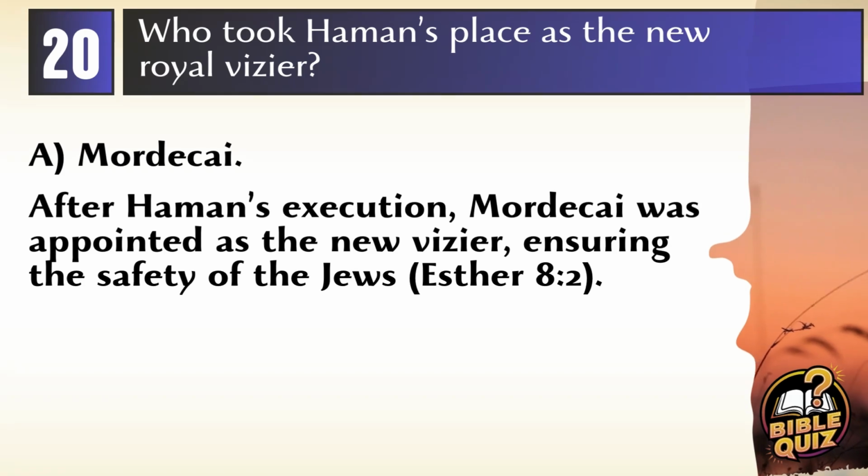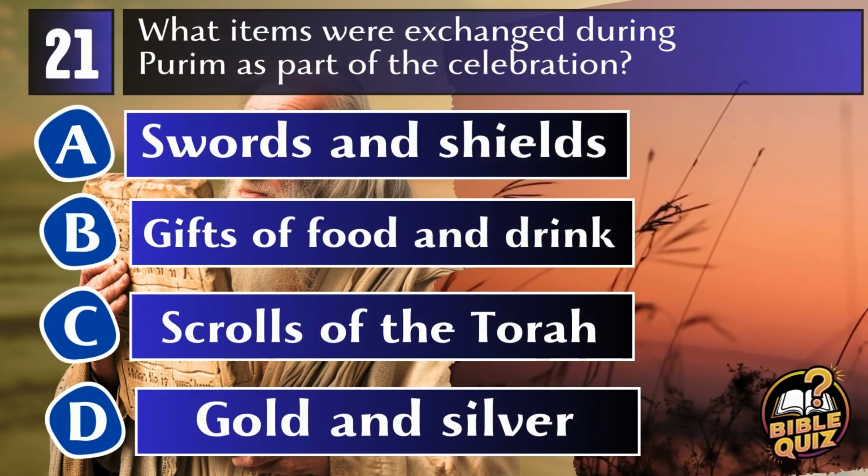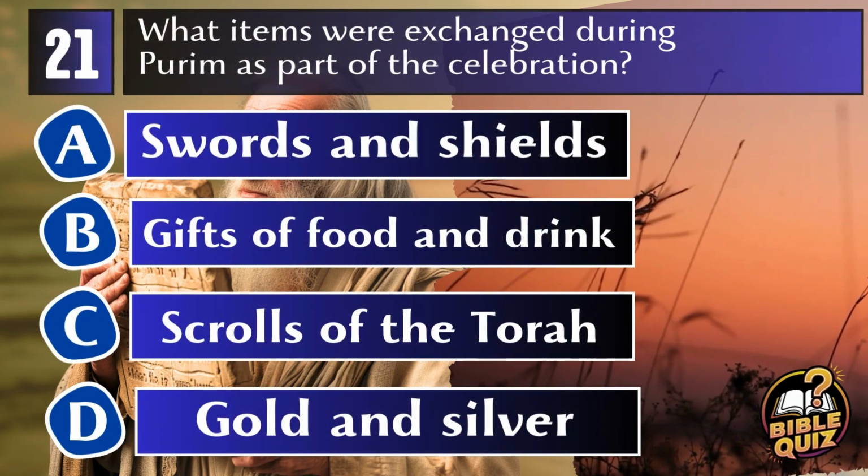Answer A. Mordecai. After Haman's execution, his position as royal vizier was given to Mordecai, who had revealed a plot against the king and was honored for his loyalty. Mordecai's rise also helped secure the safety of the Jews within the empire. Esther 8:2. Question 21. What items were exchanged during Purim as part of the celebration?